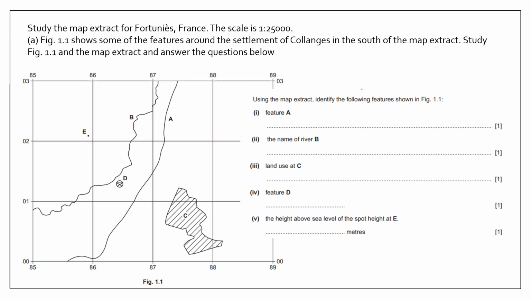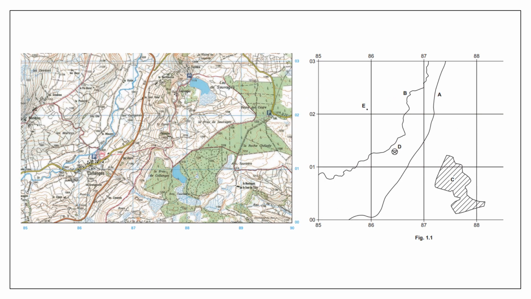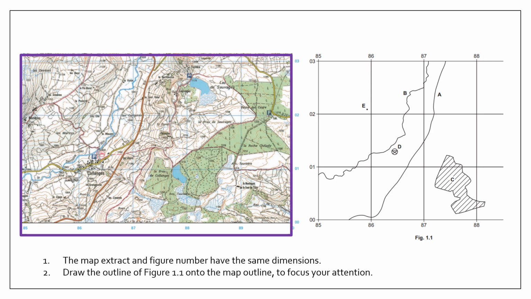Usually it is requiring you with this map extract to work out what the various features are. So here's the first question from this exam. The first thing I'll get you to do is draw on, the first thing to remember is that the map extract and figure number have the same dimensions. And also draw the outline of figure 1.1 onto the map to focus your attention.